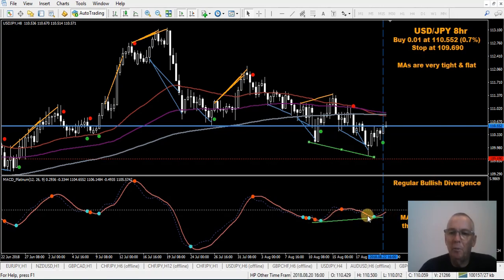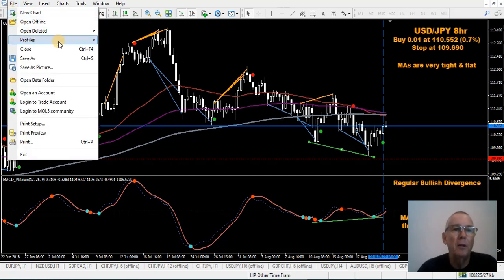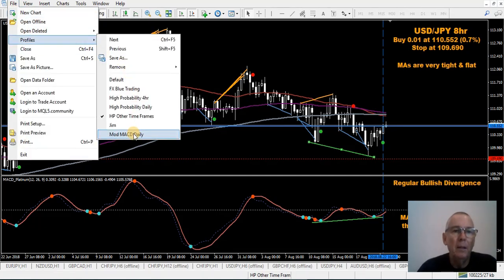My only concern is probably the MACD is pretty close to the zero level, so it's not ideal when it comes to that sort of setup. Ideally I would have liked to see this come down further. It's a very shallow looking setup, but it's still a valid signal, so we're in it. Low risk again, 0.7%. Now I'll just switch over to profiles. There's not much happening in the daily charts, so I'll just go to the mod MACD daily.